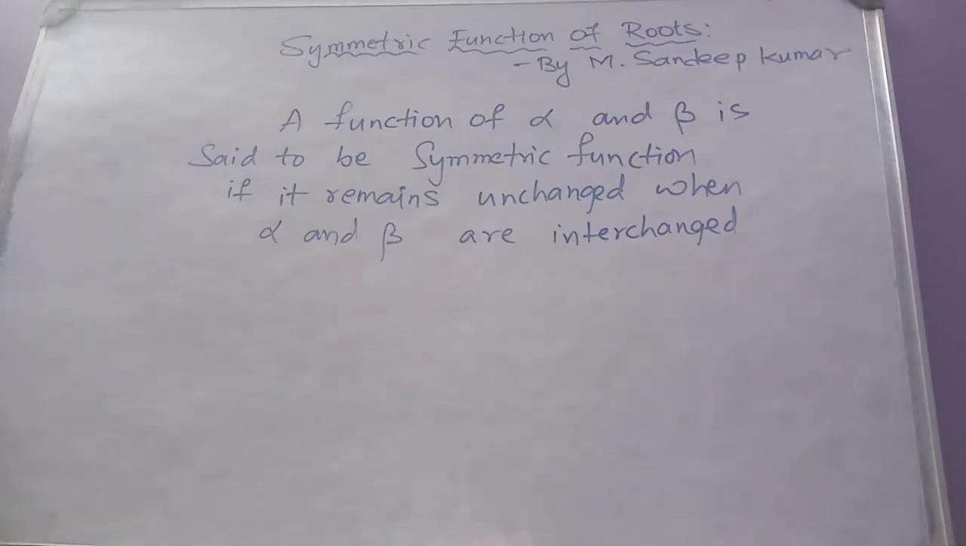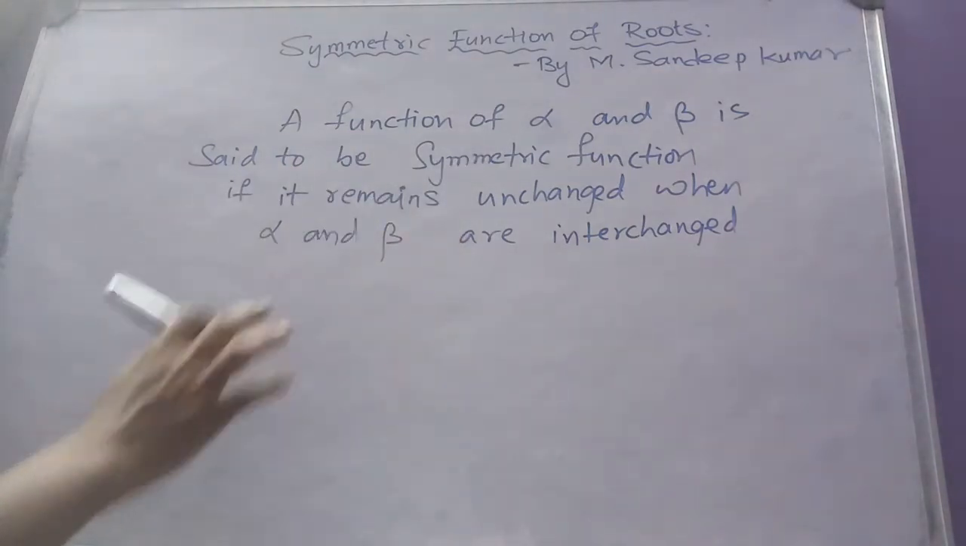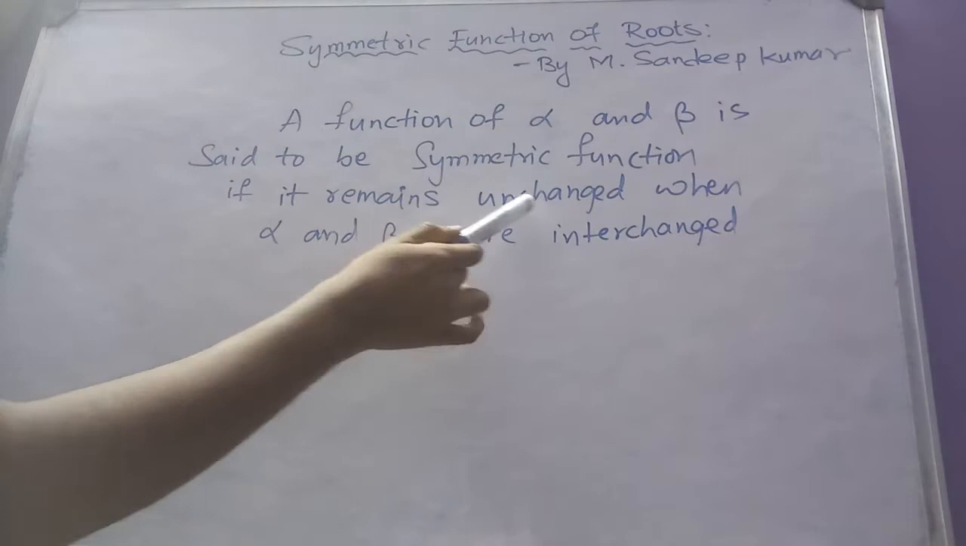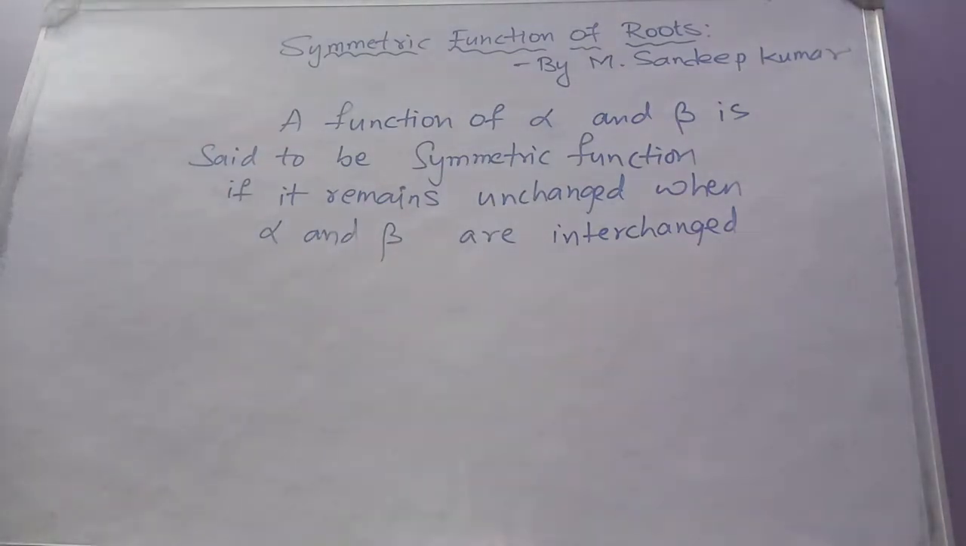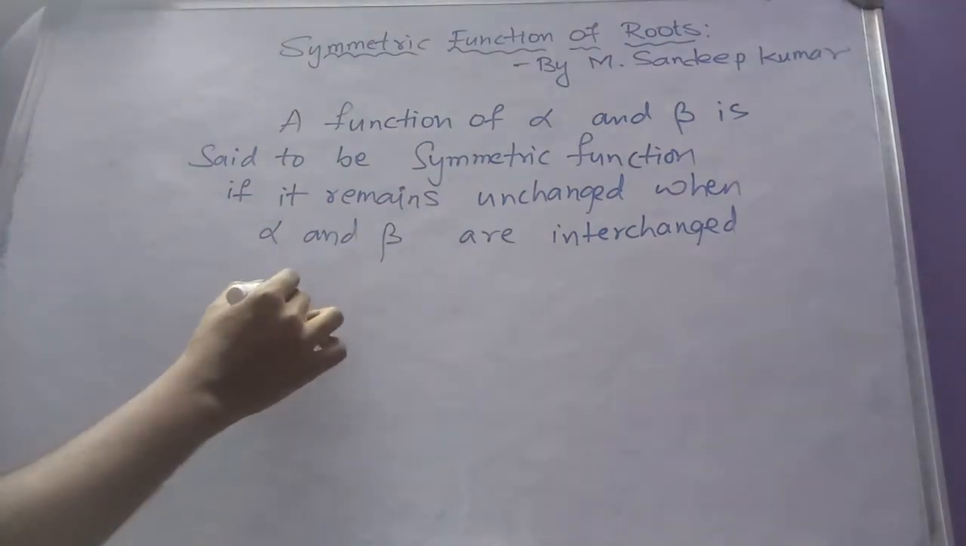First, what is a symmetric function of roots? See here, a function of alpha and beta is said to be a symmetric function of roots if it remains unchanged when alpha and beta are interchanged. If alpha and beta are interchanged and the function is still not changed, then it is called a symmetric function. Let us see an example.